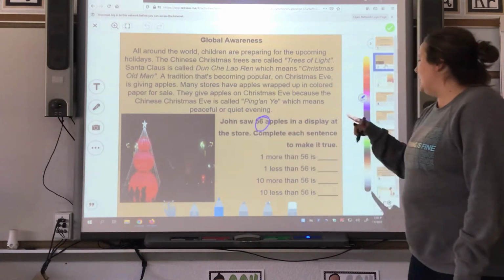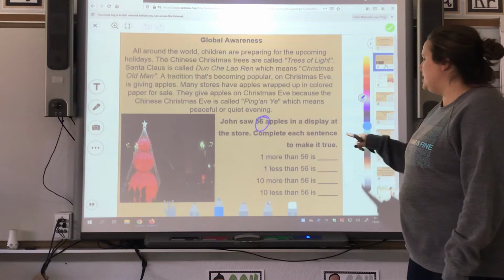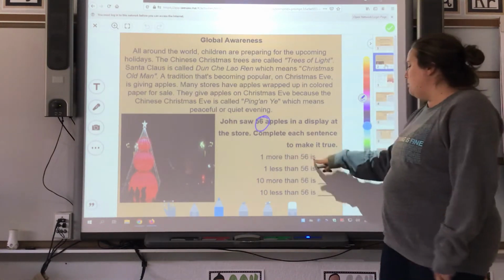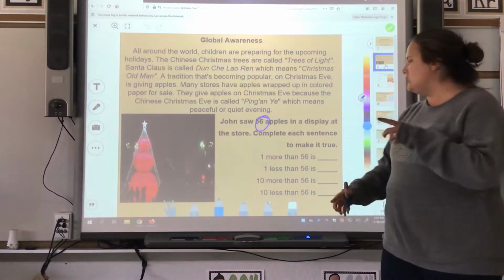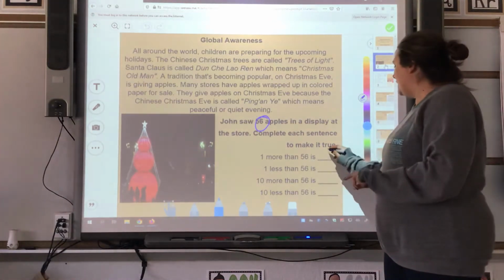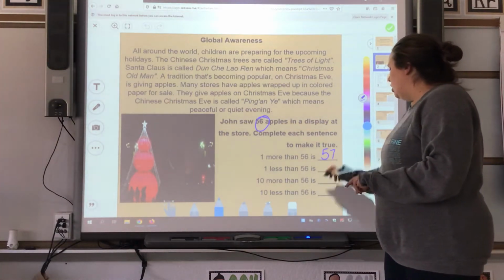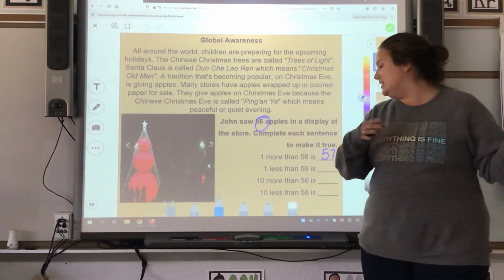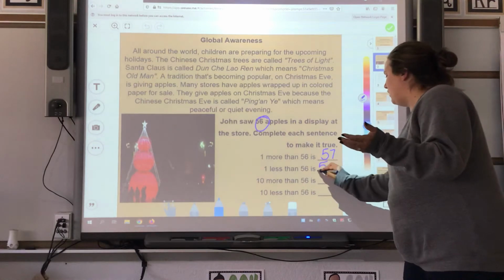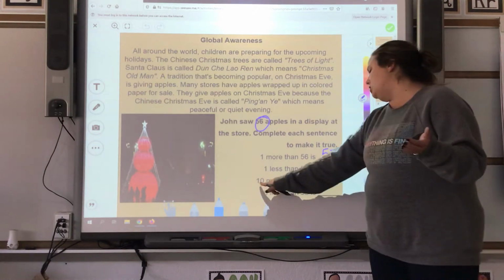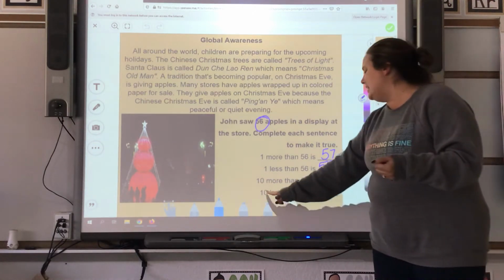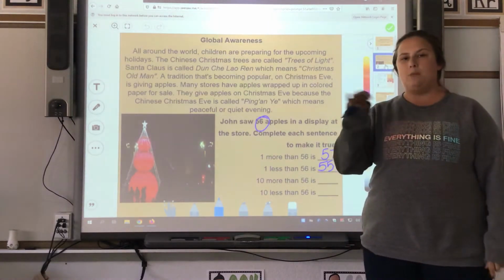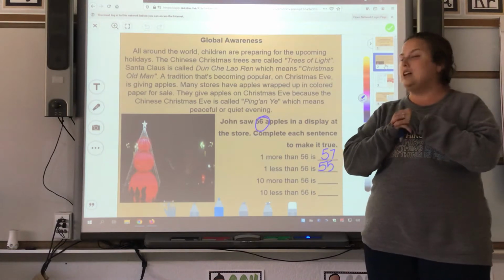And a display at the store. Complete each sentence to make it true. So, if we have one more than 56, you guys know that one more is 57. One less than 56, we know that only one less is 55. But now it wants to know 10 more and 10 less. That's where using your chart and the upcoming problems we're going to discuss today is going to be helpful.